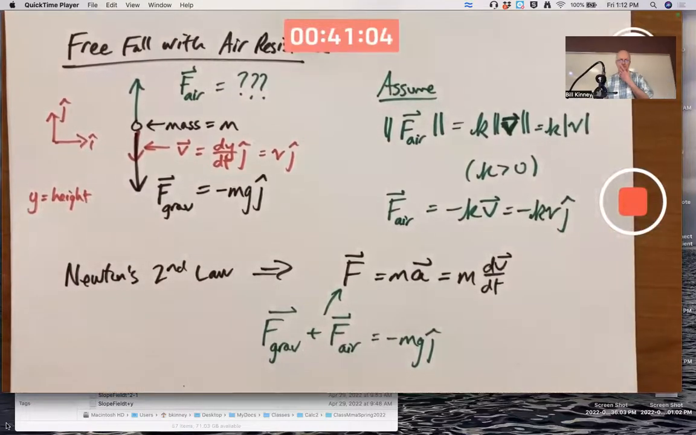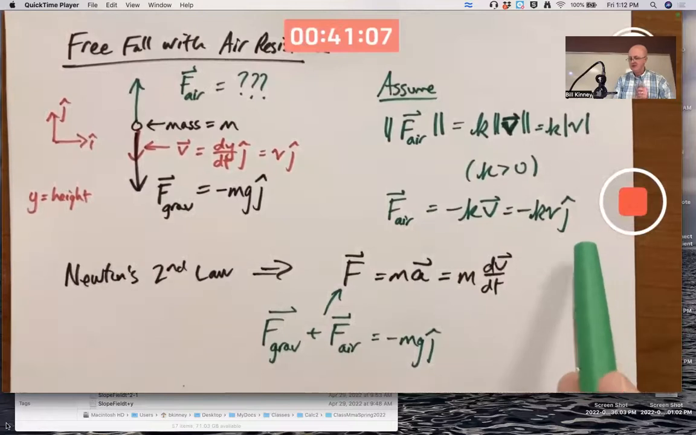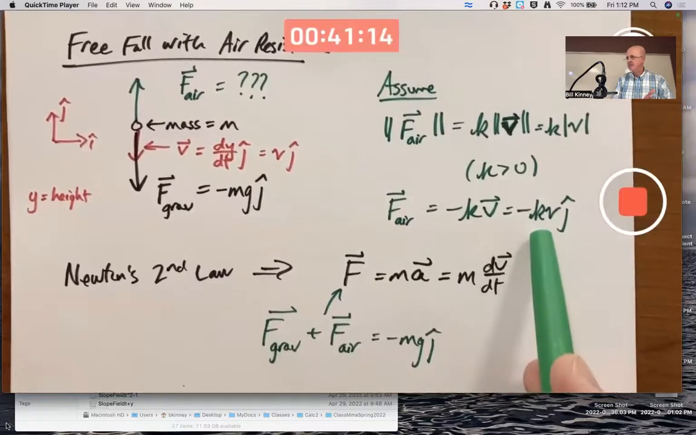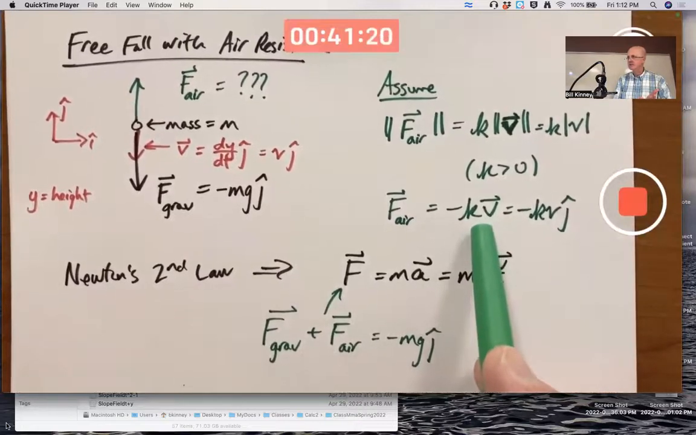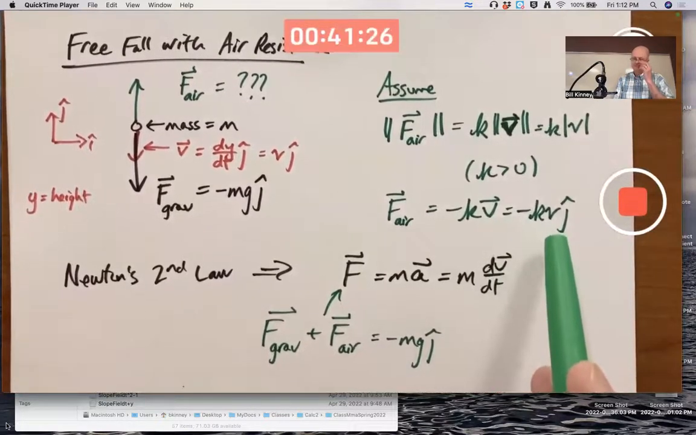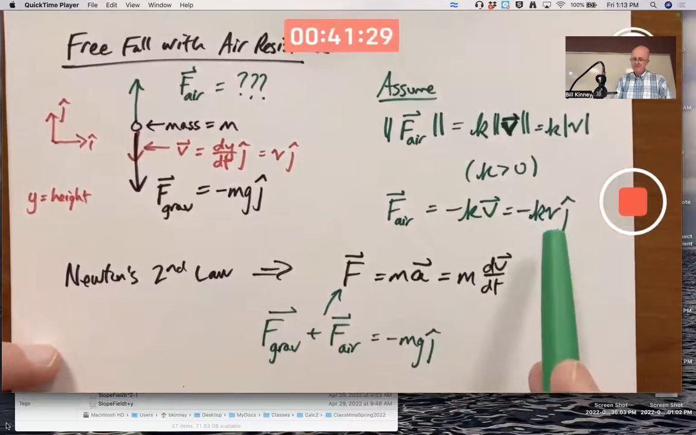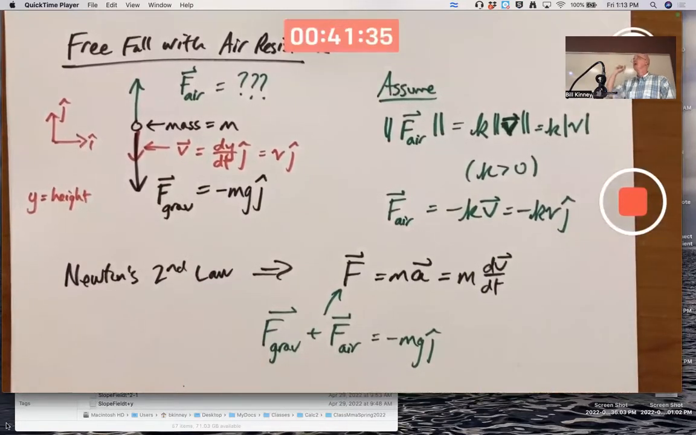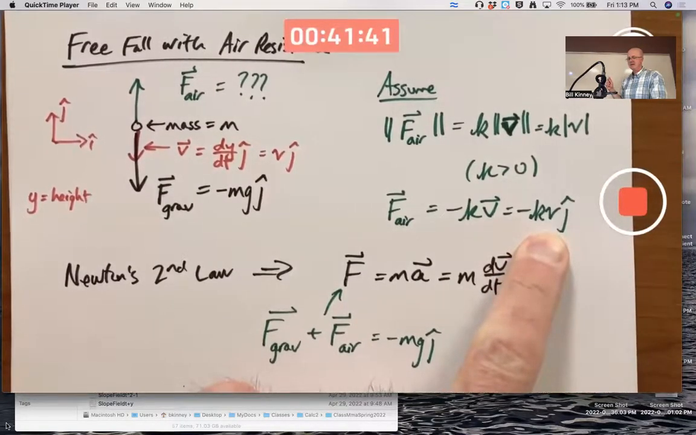Why? Well, first of all, the length is right. J hat has unit length. The absolute value of negative k times v is positive k times v. That would be the same as the length of this vector, positive k times the magnitude of v. And it's got the right direction. If the vector v, the velocity vector, is pointing upward, so the motion is upward, that means the scalar cursive v is positive. K is positive, so this is a negative constant in front of j hat. The air resistance vector points downward.